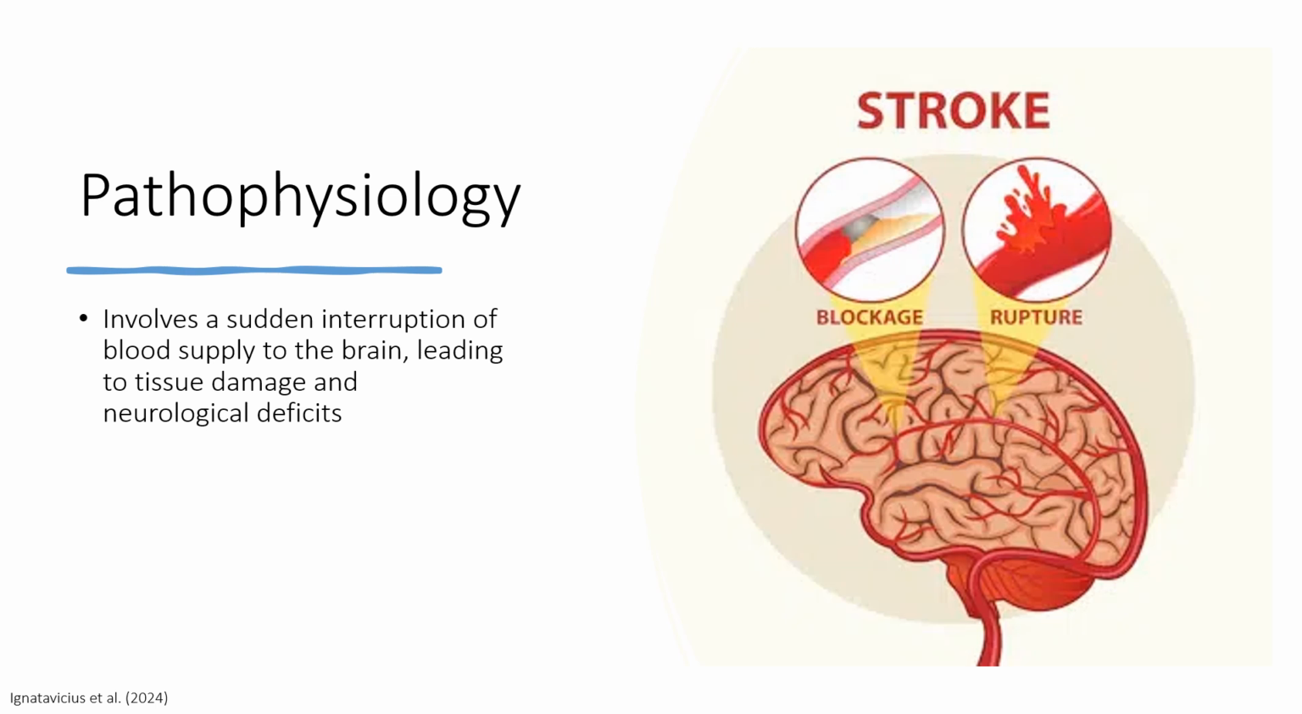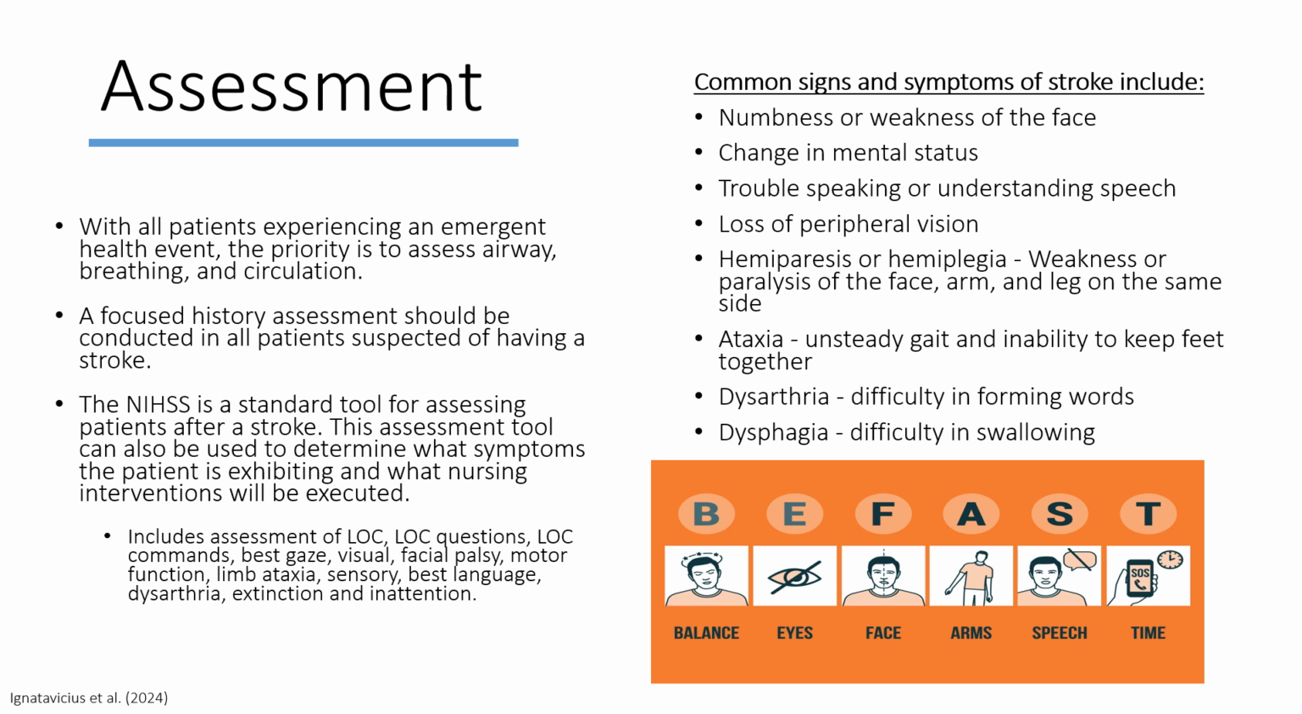So looking at the pathophysiology of stroke, we have something that involves a sudden interruption of the blood supply to the brain, whether that be from a blockage or a rupture. And this can lead to tissue damage of the brain, leading to neurological deficits. So when we have a patient experiencing a stroke, that is an emergency situation.